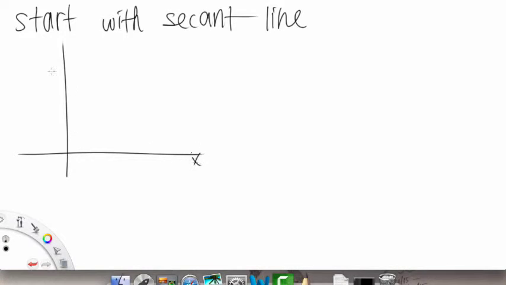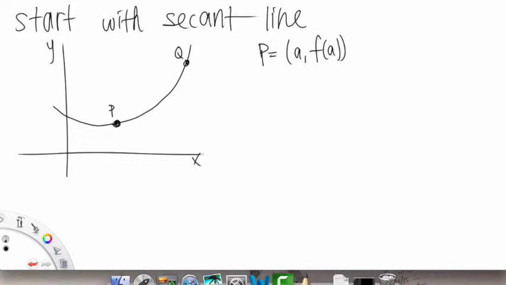Okay, so our x and our y axes. And then let's say we have some curve that looks like that. Okay, and this, let's say, is point P. And this is point Q. Okay, and point P, I'm going to say that has coordinates A and f of A. So A and the value of the function when you plug in A. And Q has the coordinates x and f of x. Okay, so those two coordinates there.